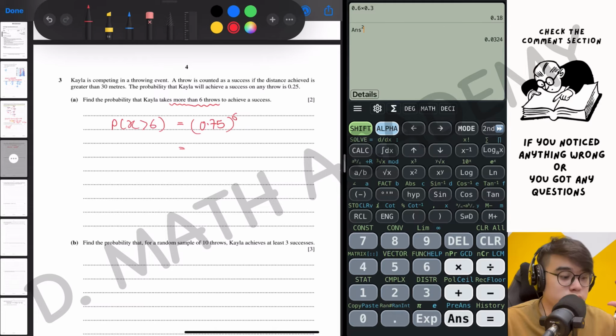All you have to do is to remember this question format is fixed. It comes up very often. All you have to remember is to take the other side of the probability and follow whatever inequalities that they use here. So they wanted 6 throws, we just put the power as 6.